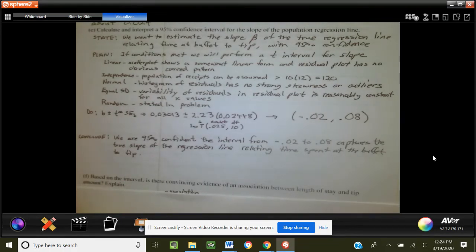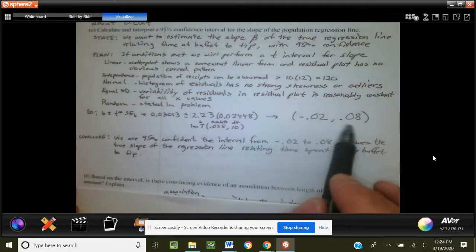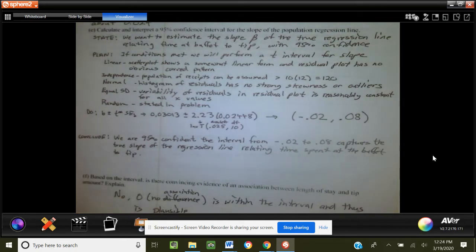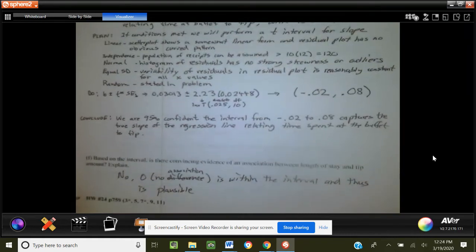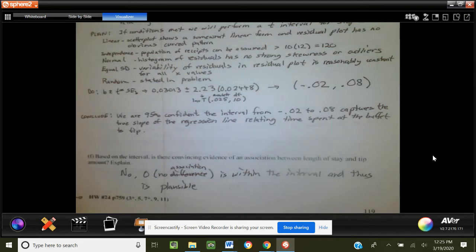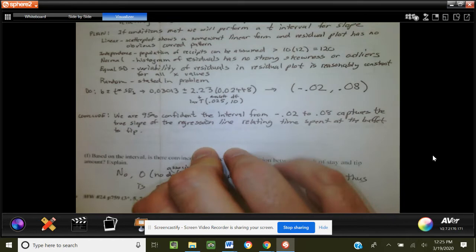Is there convincing evidence of an association? Well, a slope of 0 would be no association, right? Because that's a flat horizontal line. So if you look at our interval here, 0 is actually contained within this interval because we have negative and positive. So since no association is plausible, we would have to say no here. 0 is within the interval, so 0 is plausible, no association is plausible, so there is not convincing evidence of an association. Pretty similar to some of the previous problems that you did with regard to that.